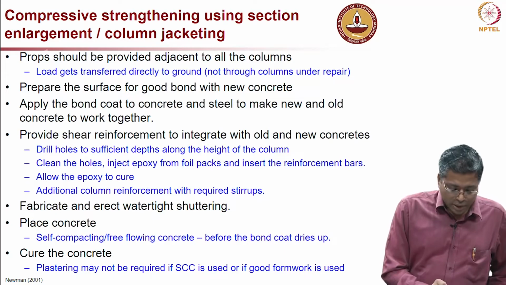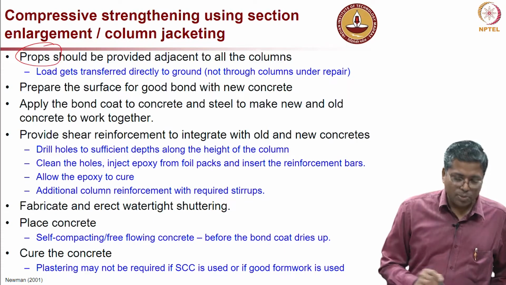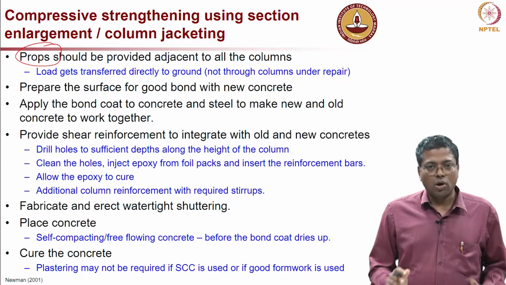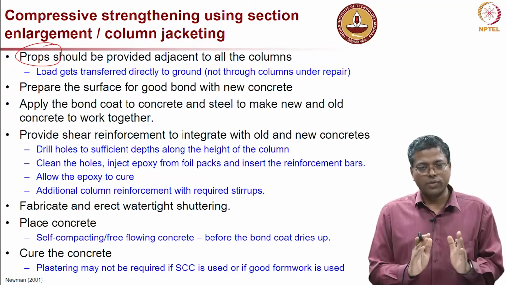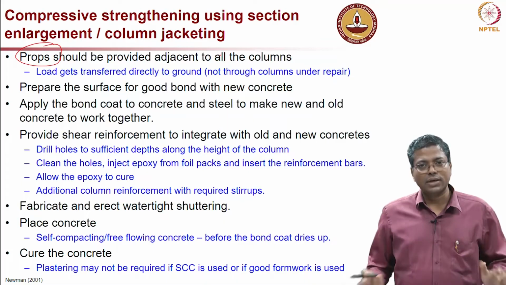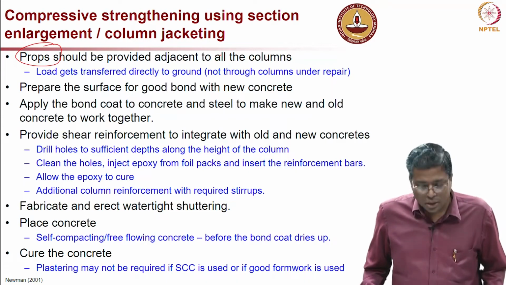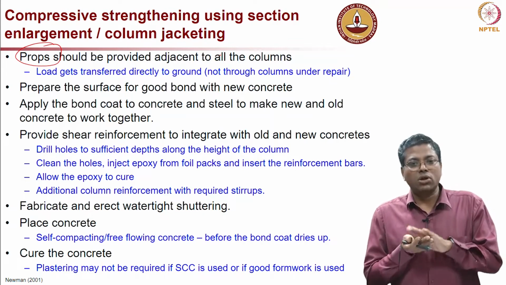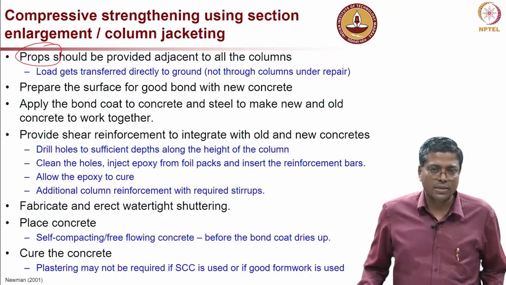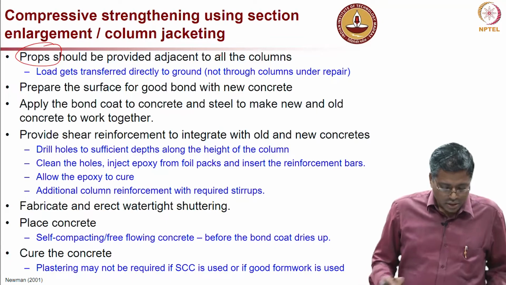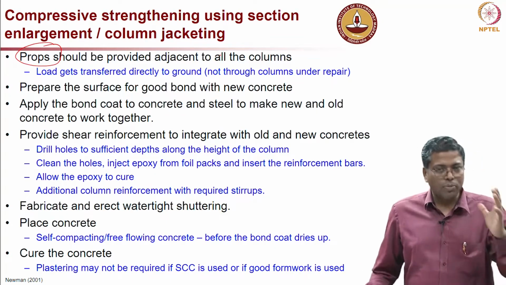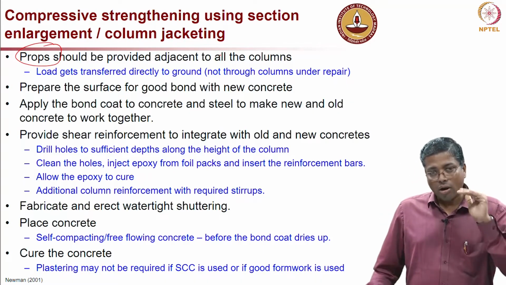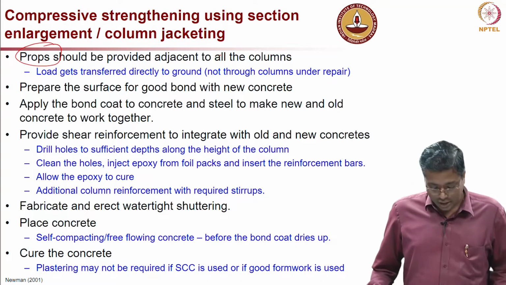The best way to achieve that is to provide props adjacent to the columns, right on either side of the column, so that the entire load goes directly to the ground and the column itself does not experience any elastic compression. Whatever permanent deformation has happened, we cannot regain that, but all the elastic shortening can be regained.